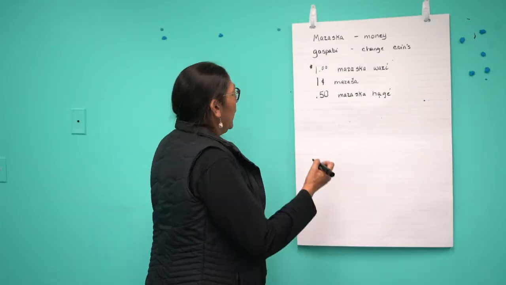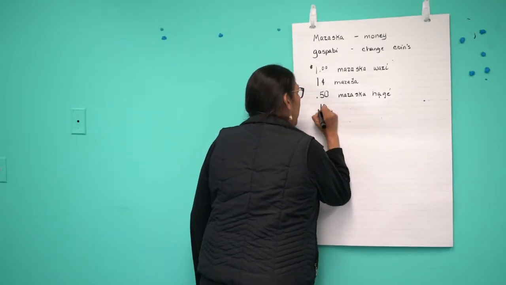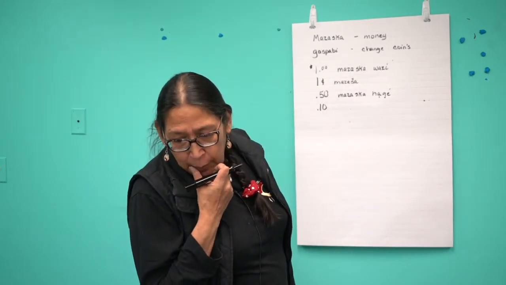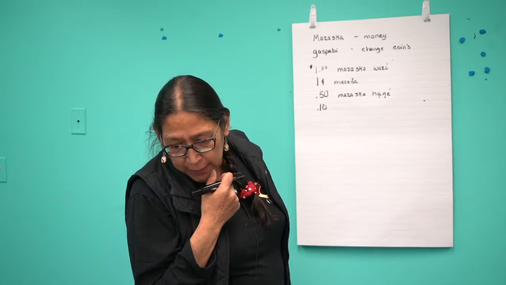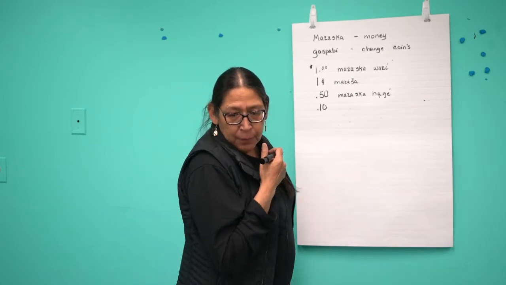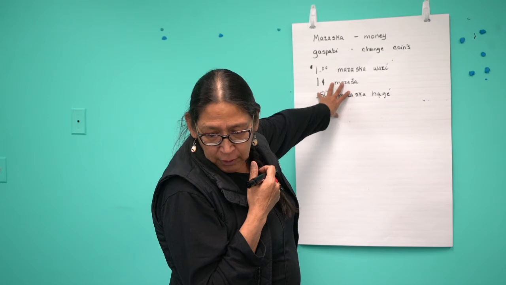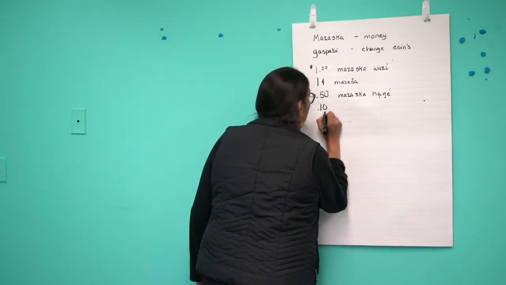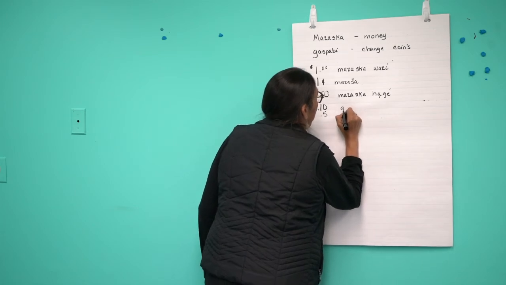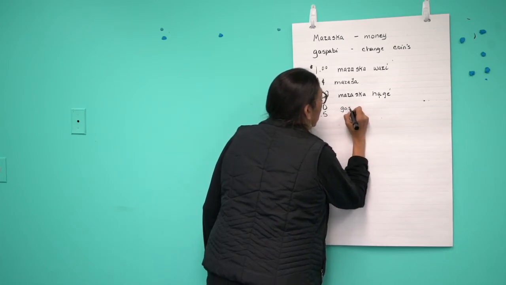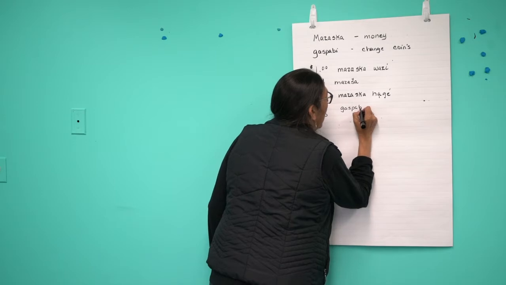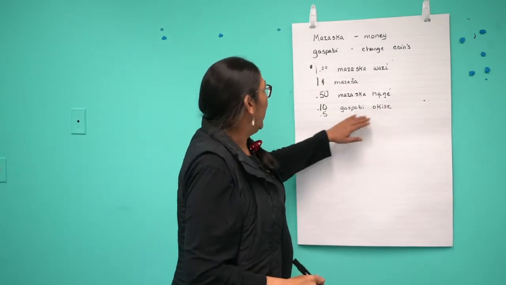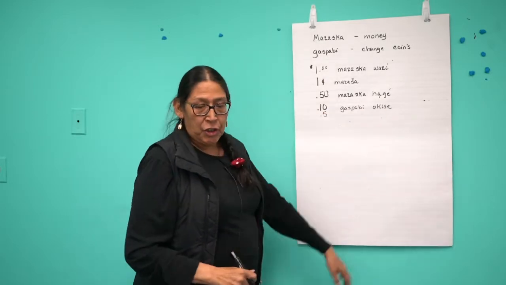They also have, for a dime, 10 cents is mazaska gashbabi okis. And your 5 cents as well is gashbabi. That's how it's spelled, gashbabi okis, and that's your change.